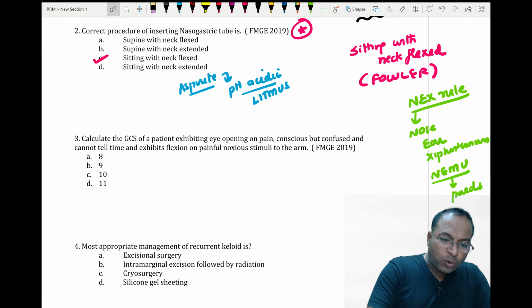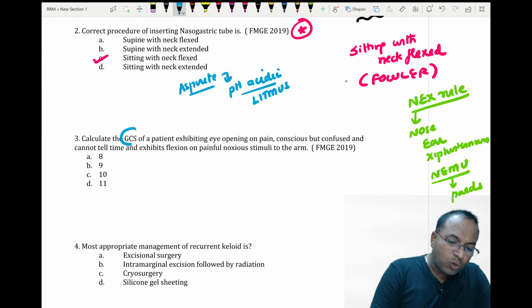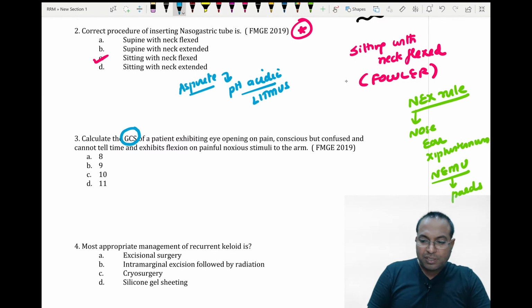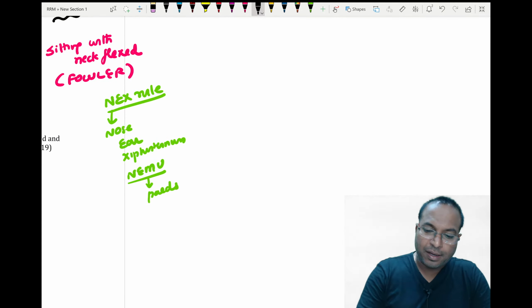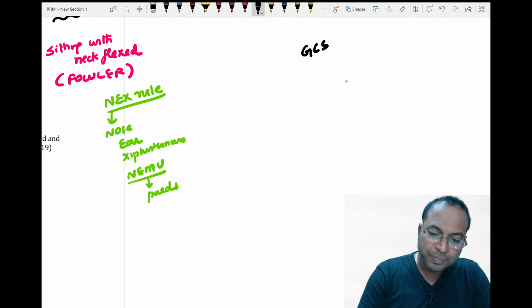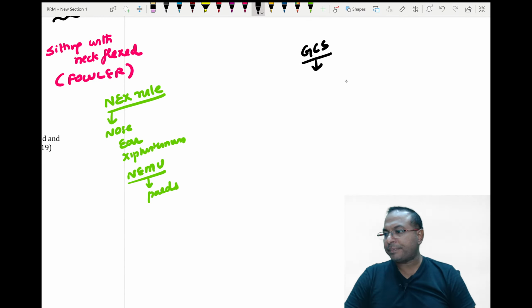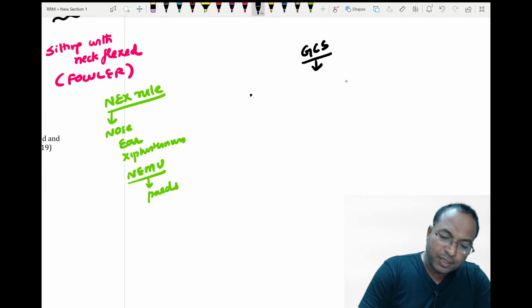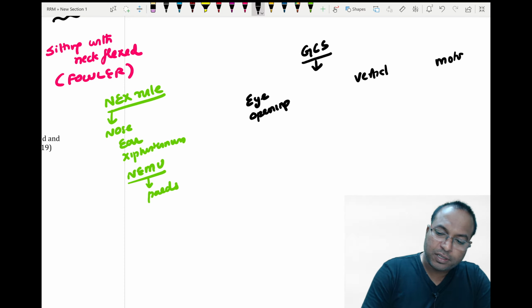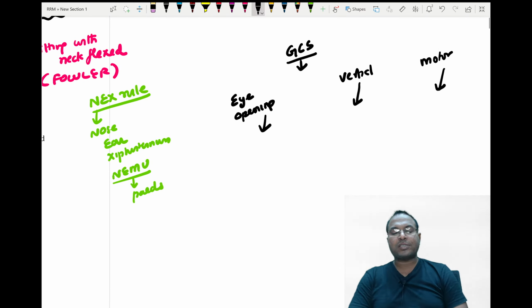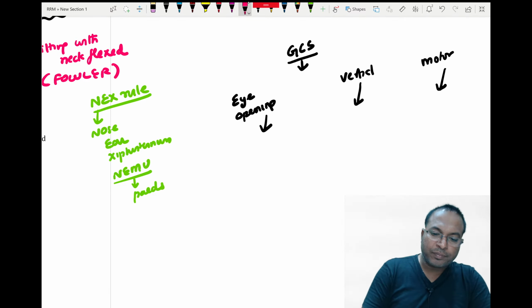And don't go to the exam without reading the Glasgow Coma Scale. Let me tell you the simple method to remember the Glasgow Coma Scale. I think most of you attended the classes. You will be knowing that GCS, Glasgow Coma Scale, is based on eye opening, verbal and motor response. These are the three things we use in GCS. Eye opening, verbal and motor response are the three things we use in the GCS score.